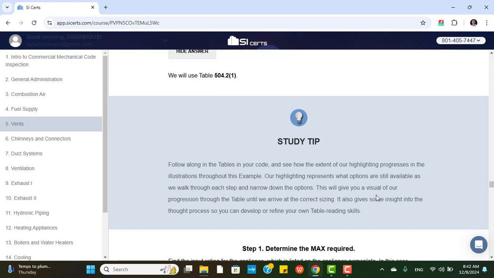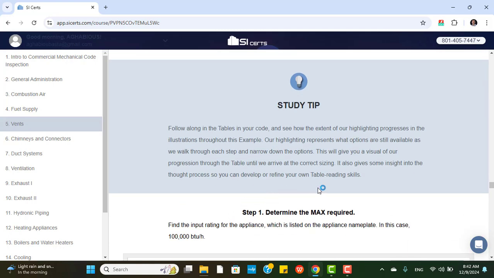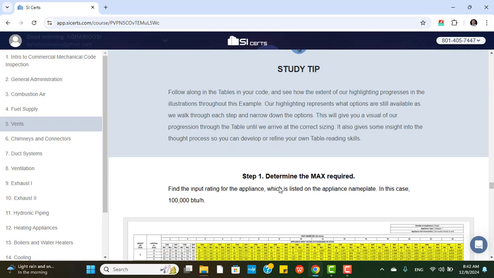This will give you a visual of our progression through the table until we arrive at the correct sizing. It also gives some insight into the thought process so you can develop or refine your own table reading skills. Step 1, determine the maximum required.